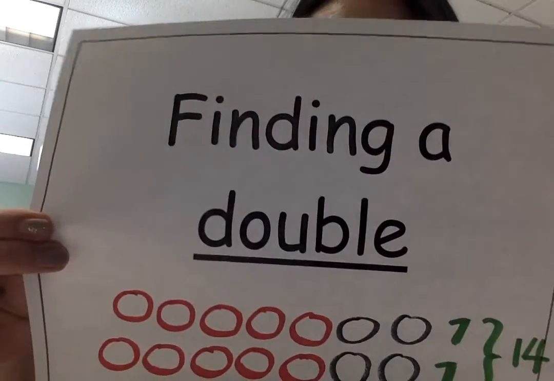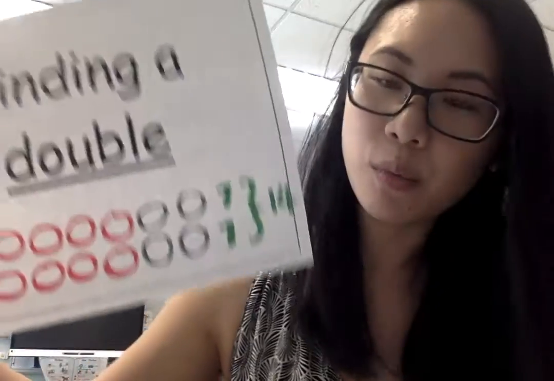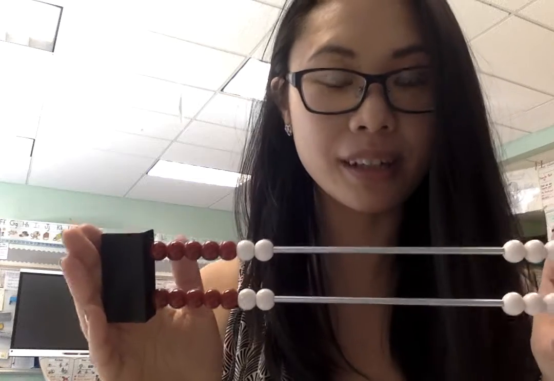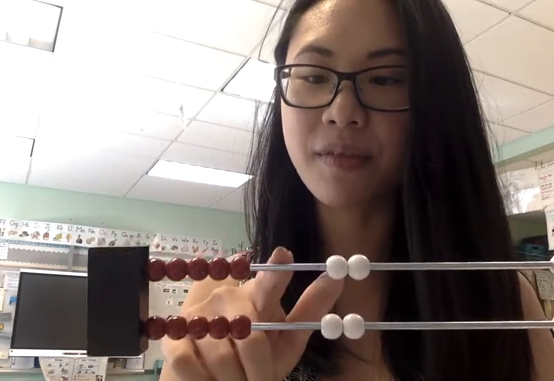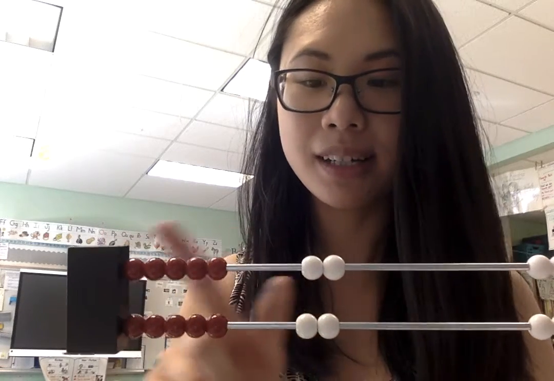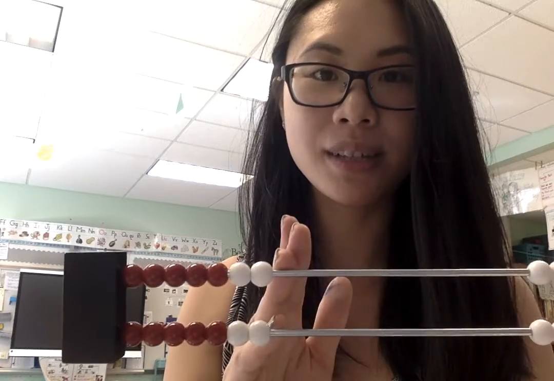Another strategy that is helpful is finding a double. For example, when we have 7 and 7, we should know right away that 7 and 7 is 14. However, you can also use the finding a 10 strategy to help you, because within 7 and 7 there is 5 and 5. 5 and 5 is the same as 10. 2 and 2 is the same as 4. 10 and 4 is the same as 14.